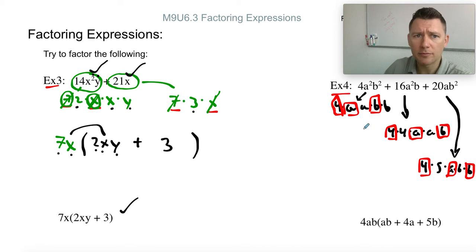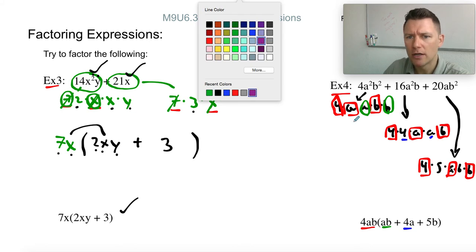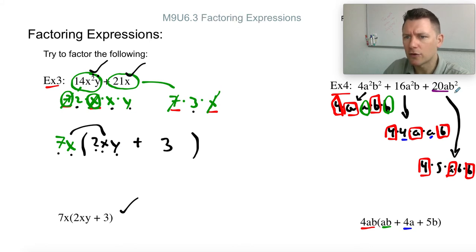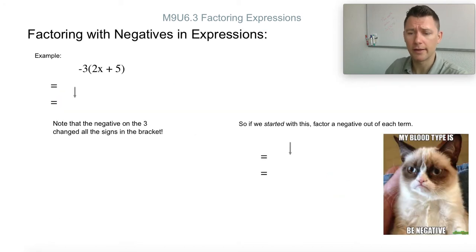So let's pull that out front. 4ab. Yeah? And what's left on the inside in this term is ab. There it is. And what's left on the inside in this term is a 4 and an a. And let's get a different color in here. What's left on the inside in this term is a 5 and a b. And there it is. Life's more fun with sound effects. Great. So now you can factor. Yeah?